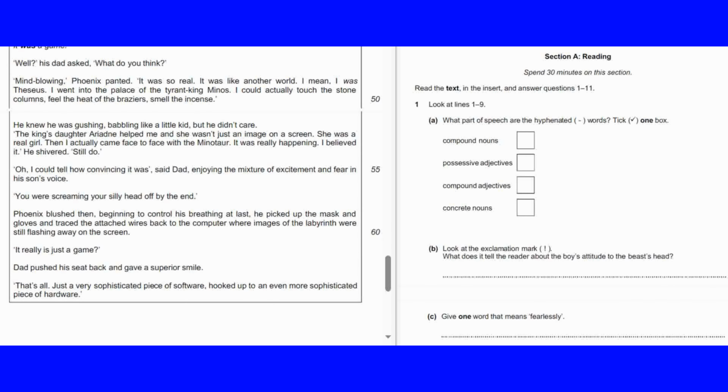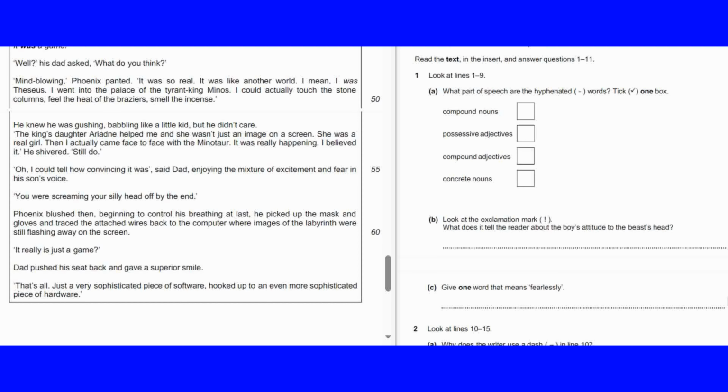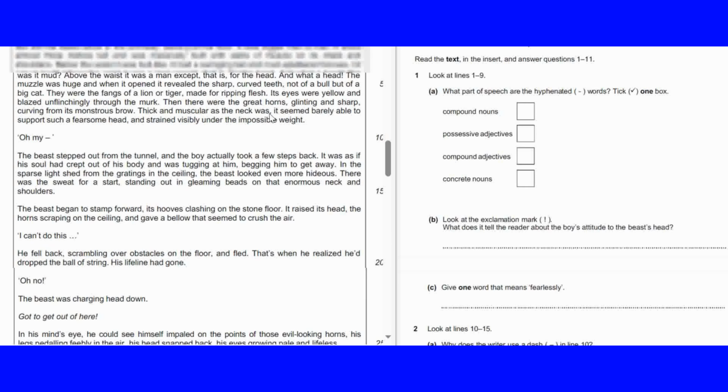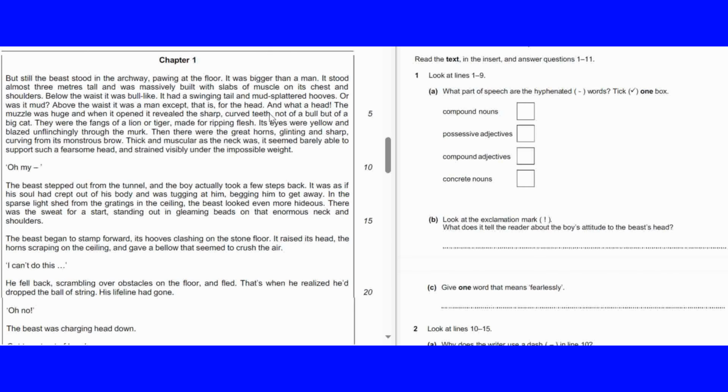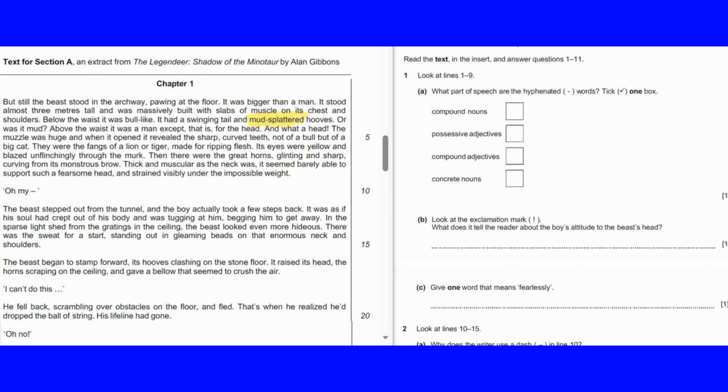Let's get started with the questions, guys. Question 1. Read the text in the insert and answer questions 1 till 11. Look at lines 1 till 9. What part of speech are the hyphenated words? Tick one box. Here you go, hyphenated words: mud-splattered, and also bull-like. It's shaded in yellow. It was bull-like. It had a swinging tail and mud-splattered hooves. So what is it? Is it compound noun, possessive adjective, compound adjective, or concrete noun? You have 10 seconds from now.